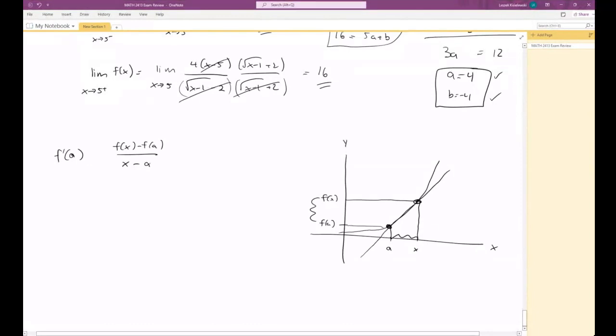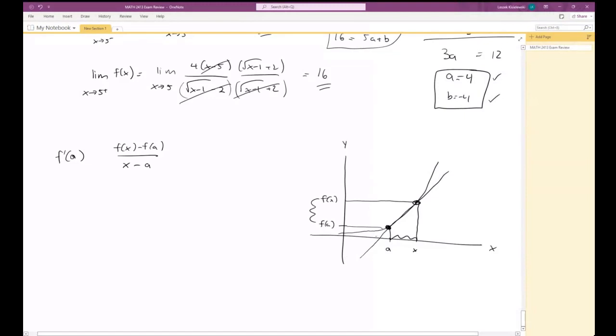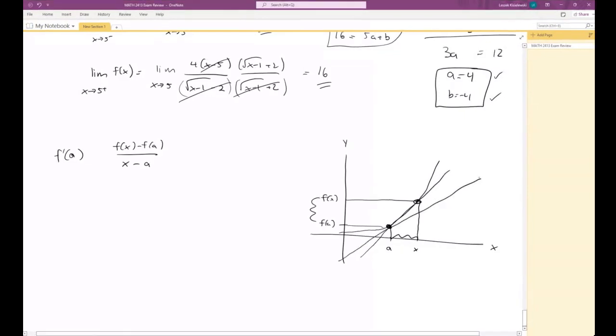And then what's the calculus part of this? Well, as we take the limit as x approaches a, our secant line is going to become a tangent line, so it's just going to graze the graph of our function. So at the limit, our secant line becomes the tangent line, and the slope of the secant line becomes the slope of the tangent line. So that's one way to look at that.